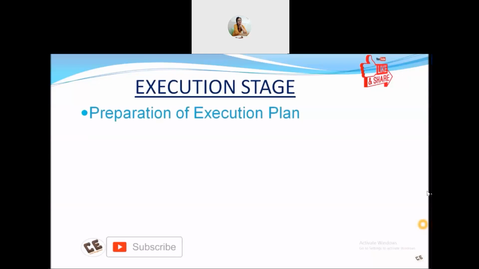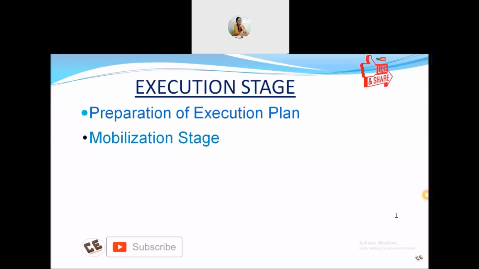Preparation of execution plan. First of all, the planning engineer prepares the execution plan, the schedule, all these things. And then the mobilization stage. The mobilization stage means the contractor mobilizes their machineries, their staff, their materials, all these things. So this is the mobilization stage.